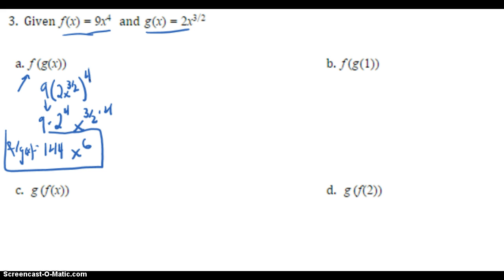For part B of this problem, we're given the same function, but we're asked to plug in a 1. So basically, we can just take our answer from here, and f of g of 1 is going to be 144 times 1 to the sixth, which ends up being 144.